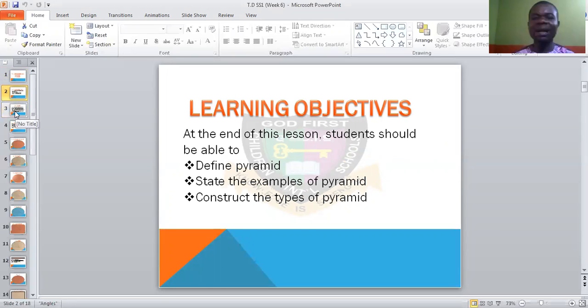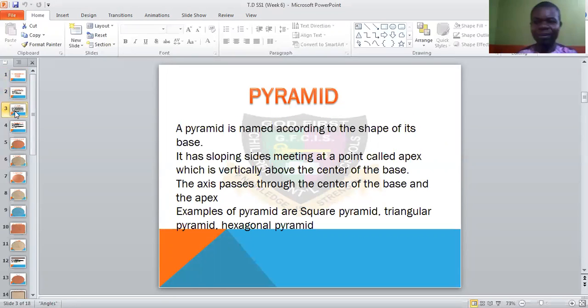Then let us look at the content. What do we mean by pyramid? A pyramid is named according to the shape of its bases. Like I told you, just like we've seen in terms of a prism, it is named according to the shape of the bases. Whatever you have that is facing here, it is called the way it looks. This is how the name is given, to be rectangular, triangular, and as you may have it. These are the examples of the types too. So the way the bases are, the names are given.